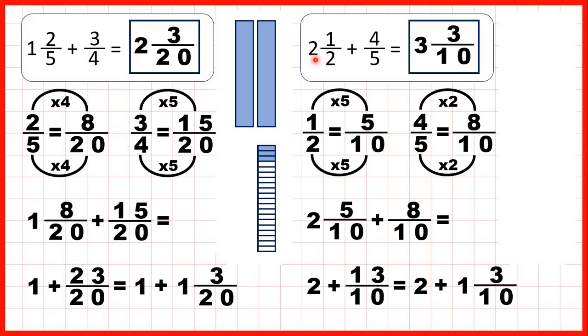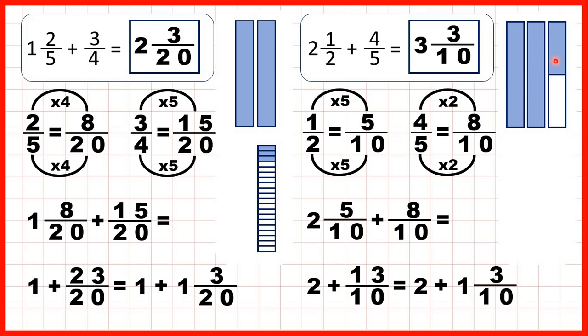Then for this question, we had 2 1/2 and we were adding 4/5. We changed the half into 5/10 and the 4/5 into 8/10, so we could add our fractions together, but that gave us 13/10. We couldn't write 2 and 13/10 as our answer, so we changed these 13/10 into 1 whole and 3/10, and putting that together with the 2 wholes that we started with gave us our answer 3 3/10.